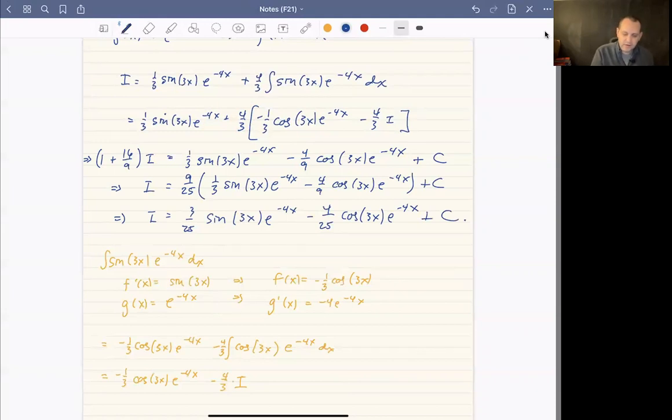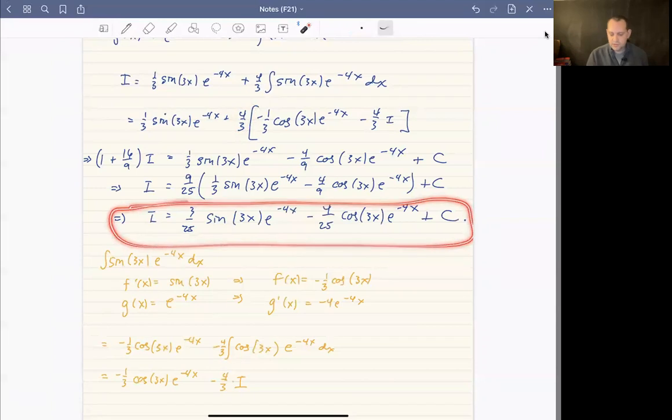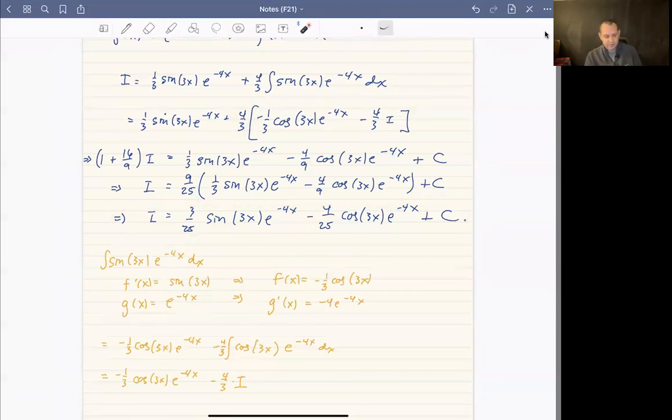Okay, and so that's our integral there. I'm not going to put it in a box because it's too small there, but that's our integral. Okay, that's how we do that. So we had to do integration by parts. We did it twice, and we solved for I, and that was that.